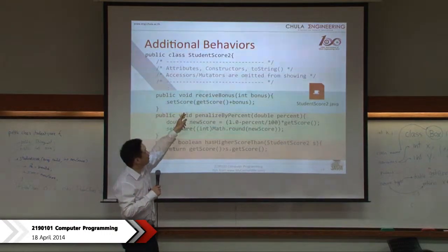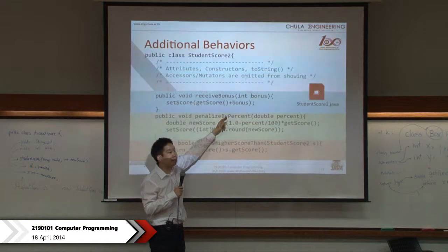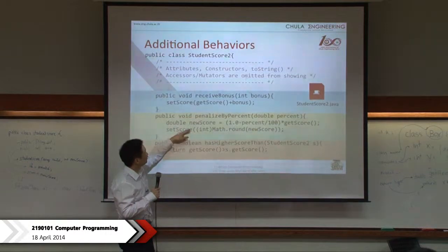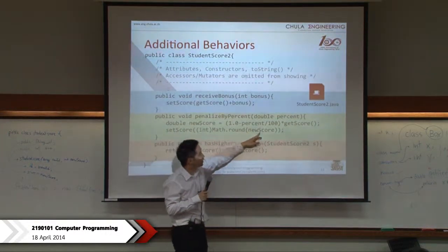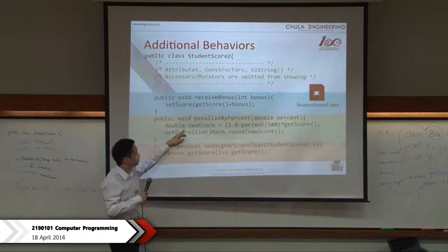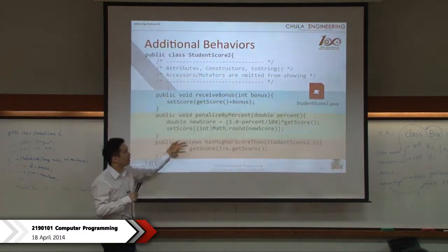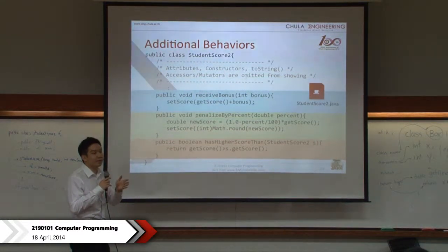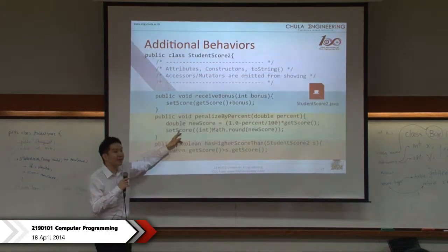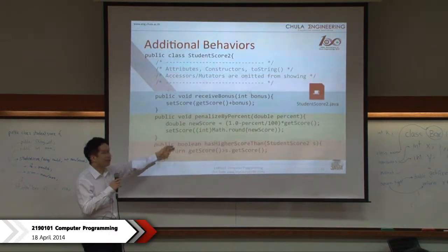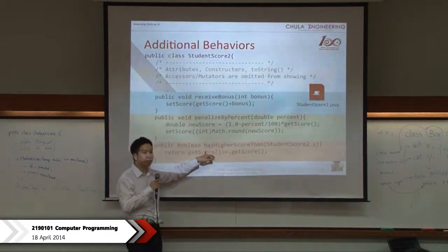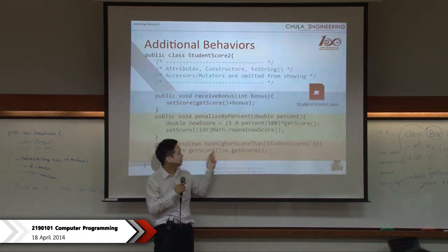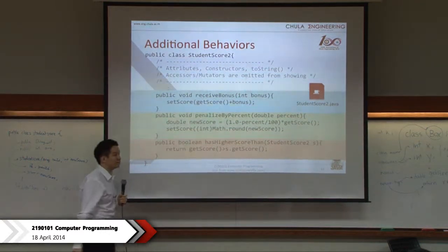When you receive a bonus, it's simply just get the current score, add the bonus, set the score. You add bonus points, essentially. Penalized by percent: get the score, figure out the new score, and set the score to be the new one, penalized by however much percent. So if you got 10 points and got penalized by 10%, your final score would be 9. Has higher score than the other student, that's very easy. You get your score, you get the other student's score, and return true or false if you have more score than the other student.